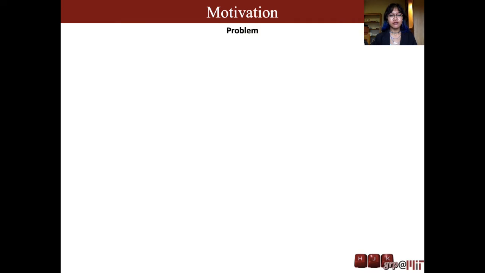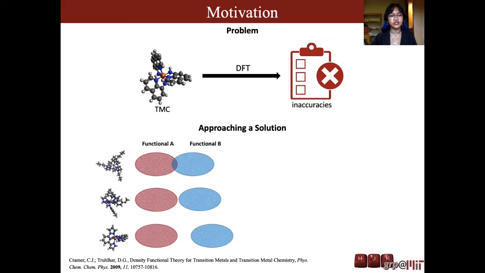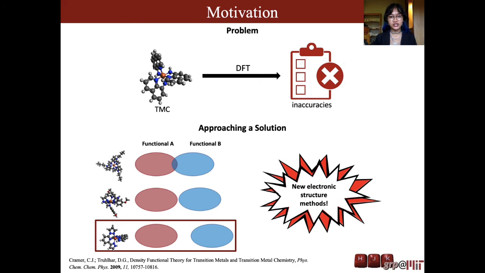In the case of TMCs, however, DFT is actually prone to predictive performance inaccuracies. So what we're trying to do is find TMCs in which functional disagreement is the largest. In this example, that would be this complex right here. Because in the event that future scientists want to develop new electronic structure methods beyond just DFT, we can test the robustness of these methods with TMCs that have large functional disagreement, which would be an interesting property to test.